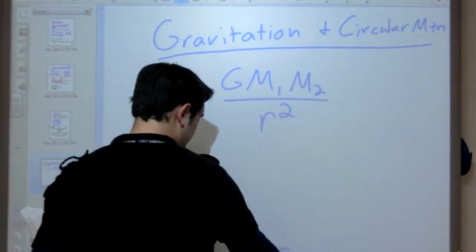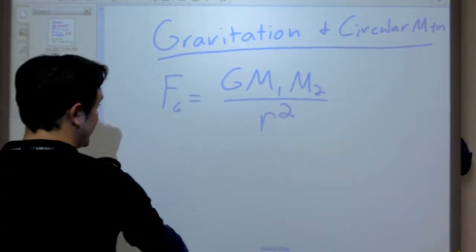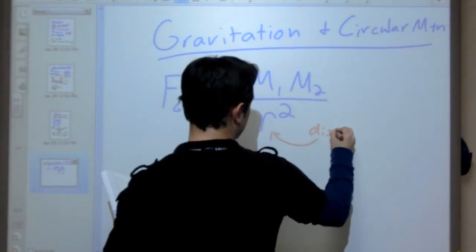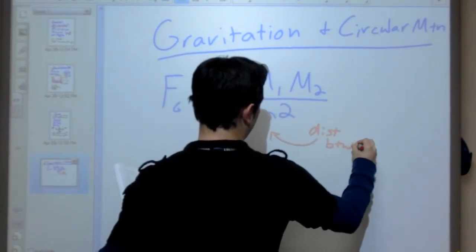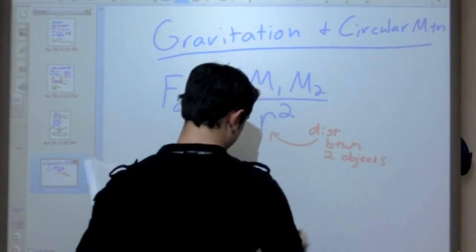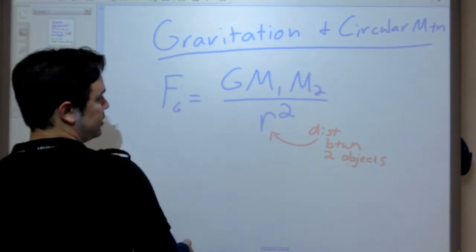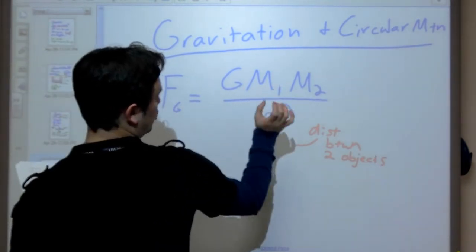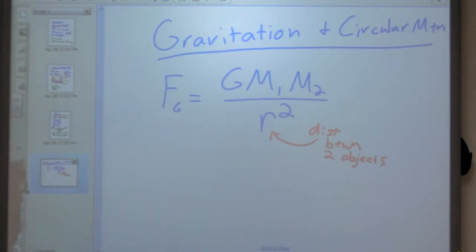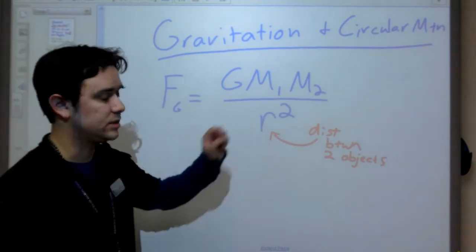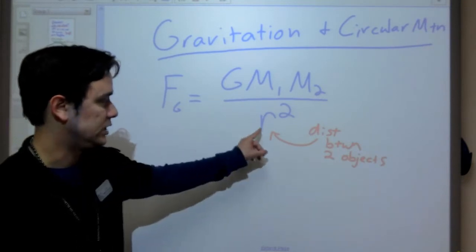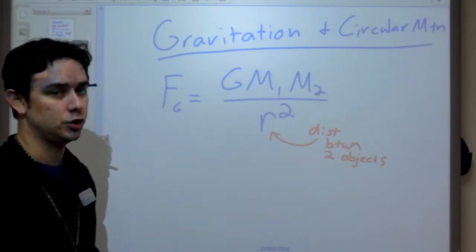Now I'm going to remind you that sometimes this r is actually a radius, but this r means the distance between the two objects. What two objects? The two objects that you're trying to find the force of gravity between. The objects that have mass 1 and mass 2. Those are your two objects. However far apart they are, that is the number you put in there. You don't divide it by 2, you don't do anything else to it. It's the distance between those two.